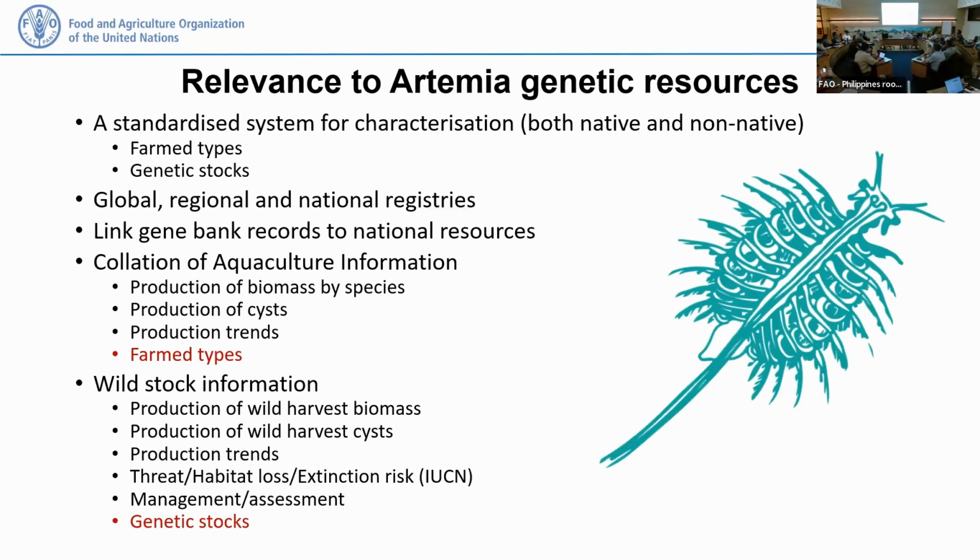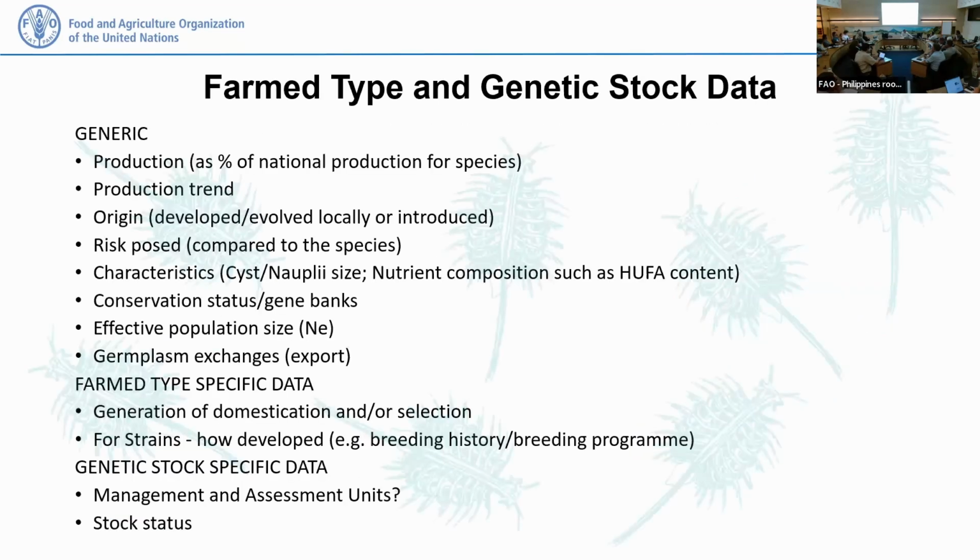On wild stock information, we can look at the production levels of harvesting of biomass and cysts. We can look at the trends in production. We can look at threat levels, particularly in relation to extinction risk. We can look at how stocks are being managed, and then we can actually look at the individual characteristics of genetic stocks.